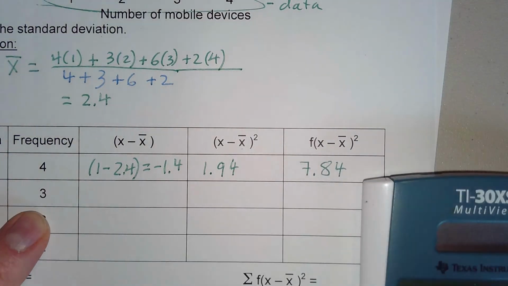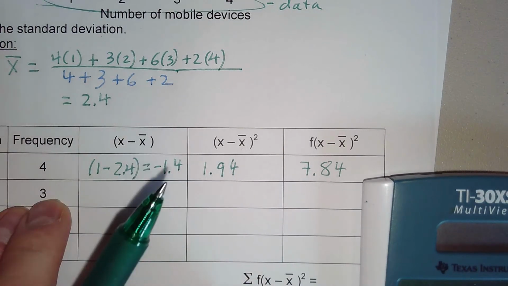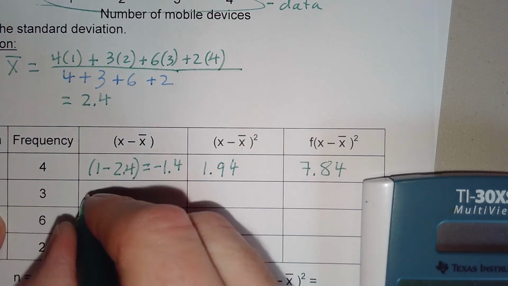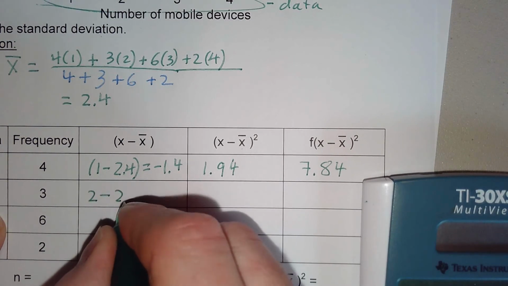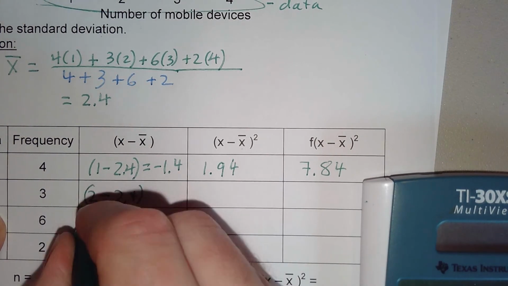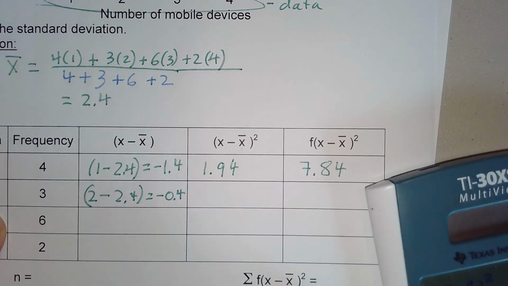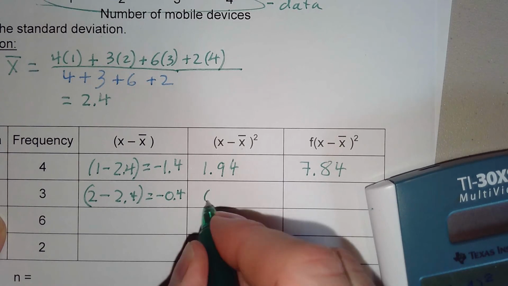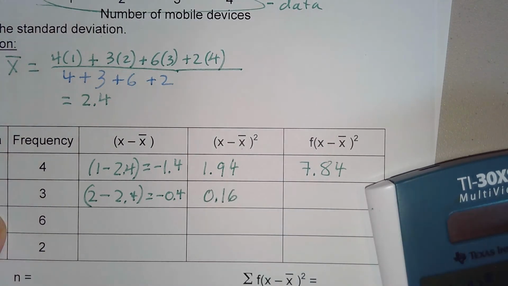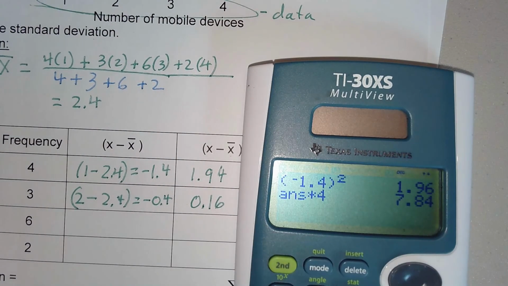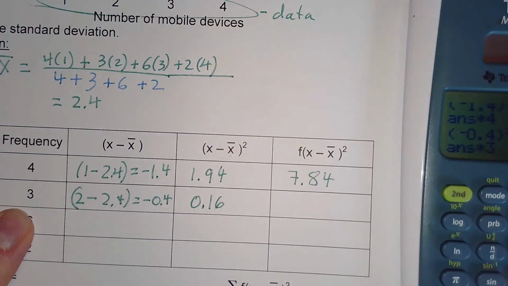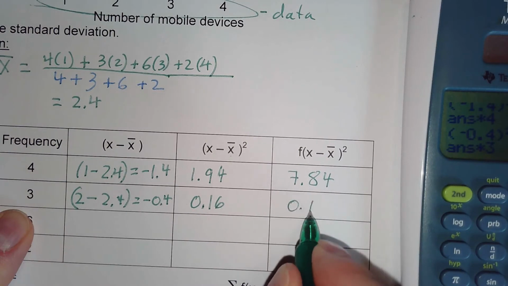Now we're going to do the same thing here. We've got 2. Again, I'm not going with my frequency, I'm going back to my data value. 2 minus 2.4, that's a negative 0.4. We're going to square that. That'll give us 0.16. And you can check it out real quickly. And then we're going to times that by 3. So that's 0.48.